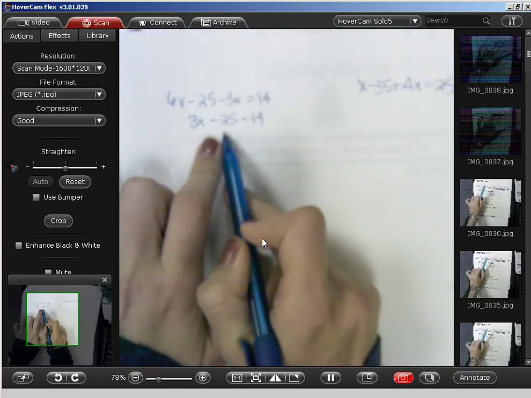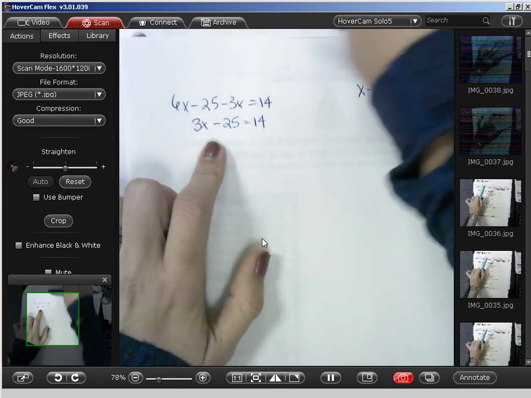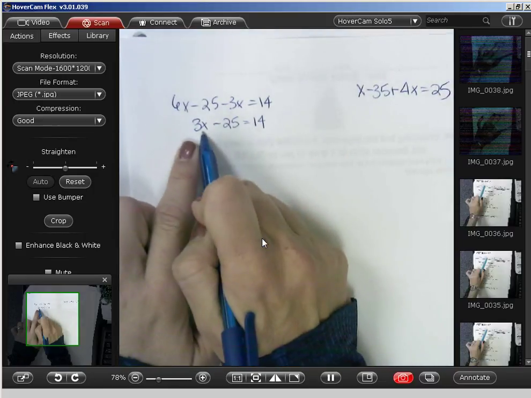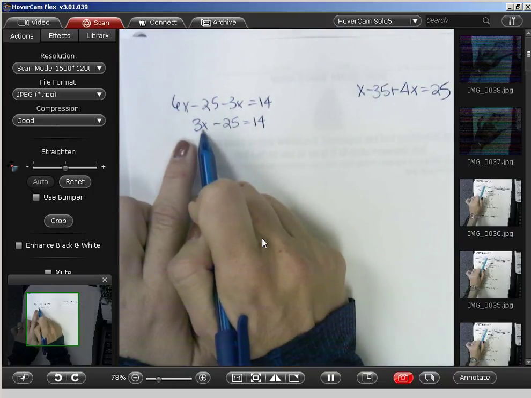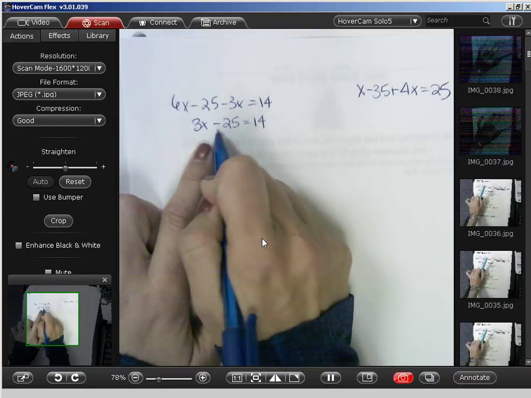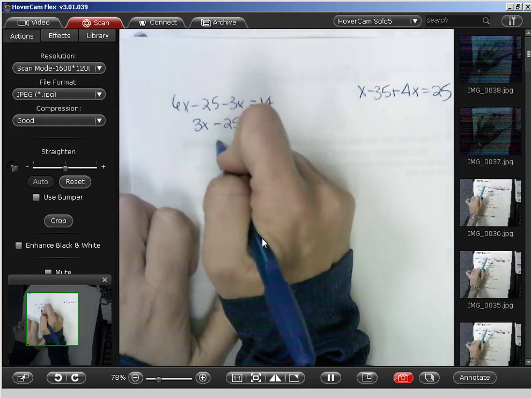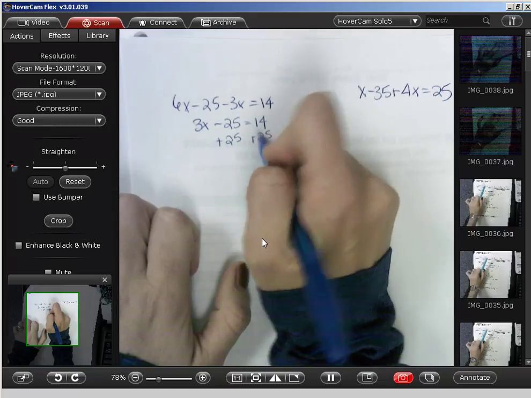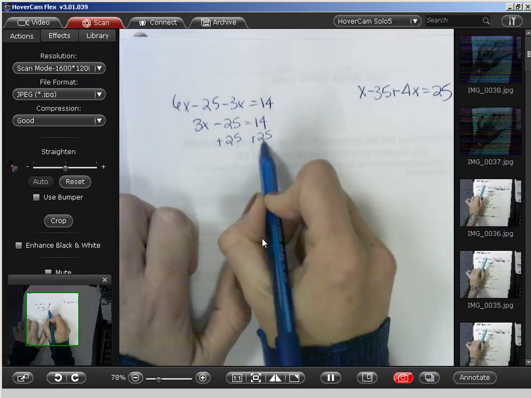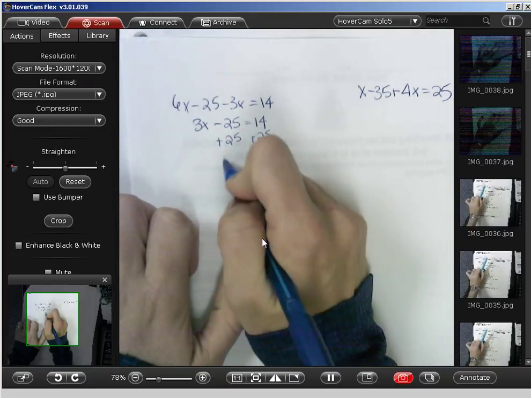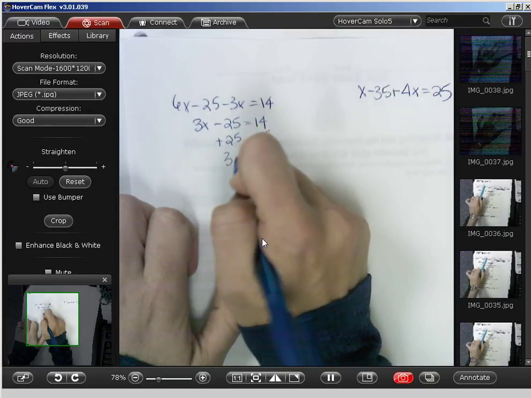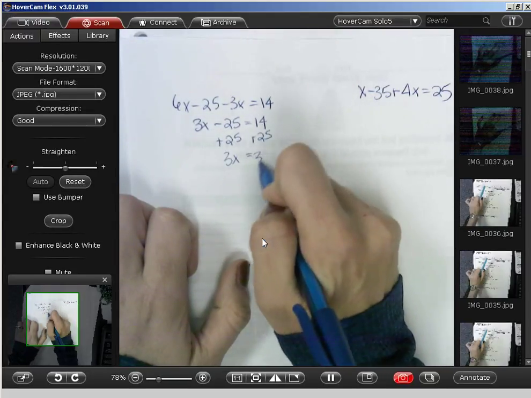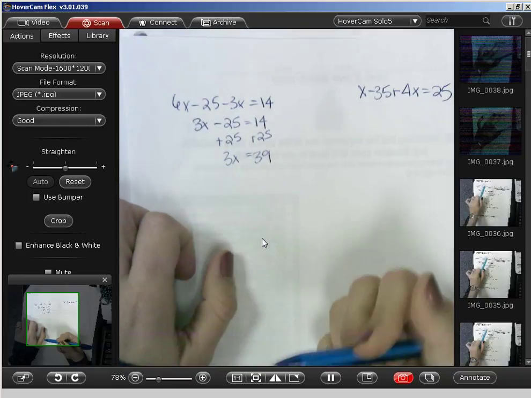Now I'm ready to treat this like a one-step equation. I want to get this x isolated, but before I can do that, I've got to get rid of this minus 25. The way that I do that is with a plus 25. Whatever I do to one side, I have to make sure that I do to the other. So this cancels, leaving me with 3x equals 14 plus 25, which is 39.